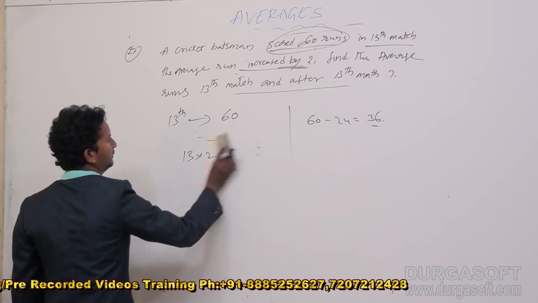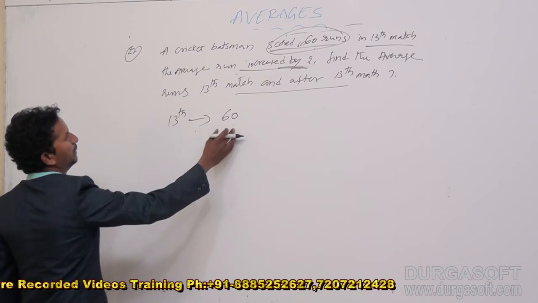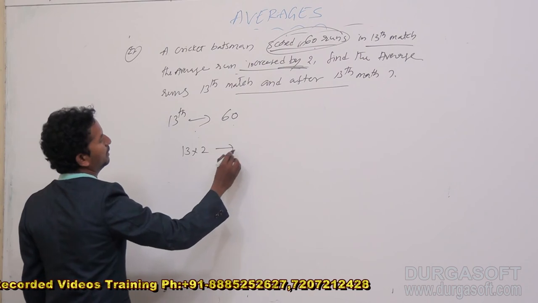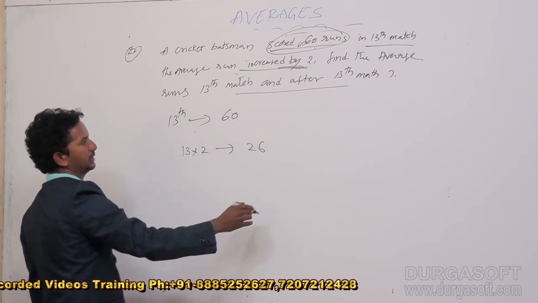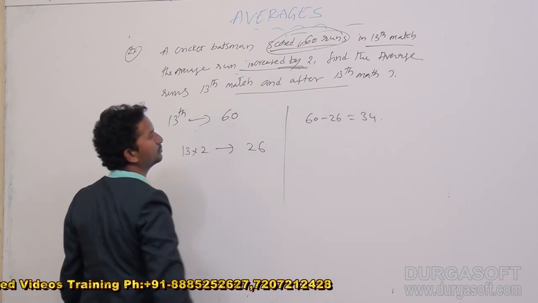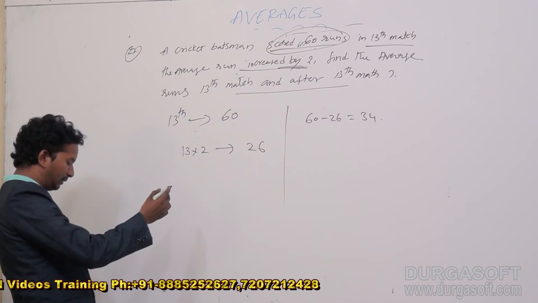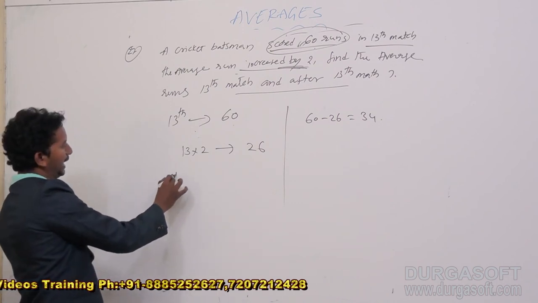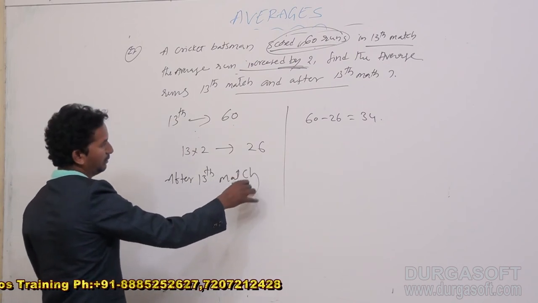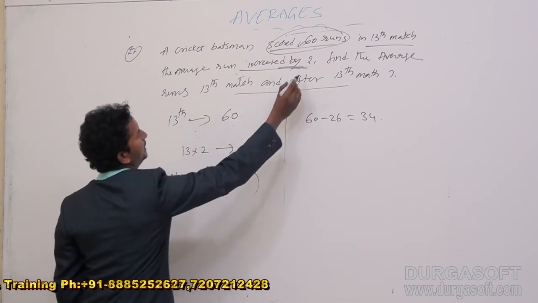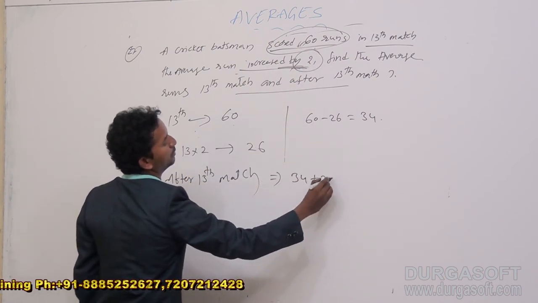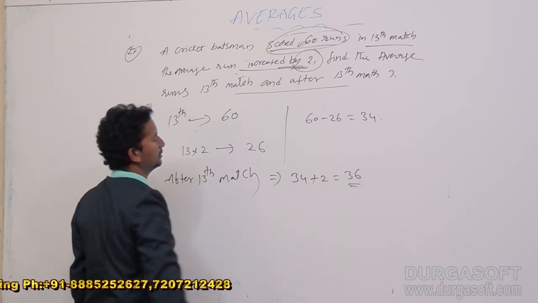Sorry, take this one second. In the 13th match, the 2 runs increase. So it comes to 26, sorry. So 60 minus 26 comes to 34 runs. After the 13th match, 2 runs will be increased. So 34 plus 2 runs is equal to 36 runs.